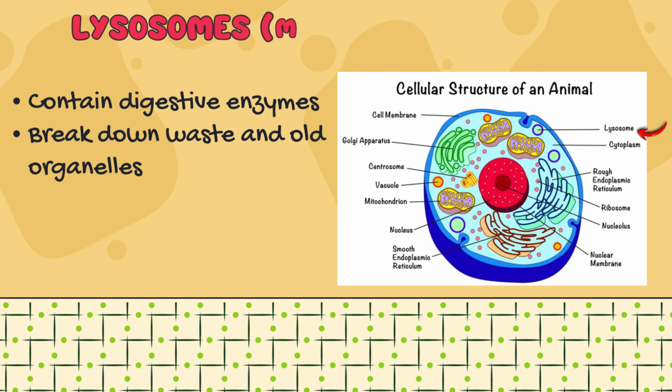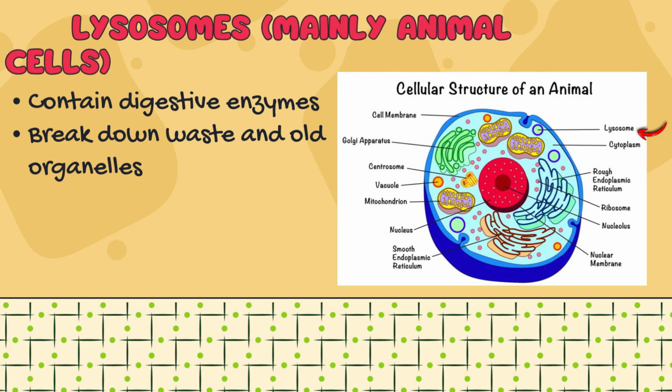Then we have lysosomes. Lysosomes are mainly in animal cells, and they contain digestive enzymes. They help with the breakdown of waste and old organelles within the cell. So basically in this company, the lysosomes will be the caretakers or waste management. Obviously in any factory, any place, there have to be lovely people making sure that the place is nice and clean. And the lysosomes are exactly that. The caretakers, the waste management.